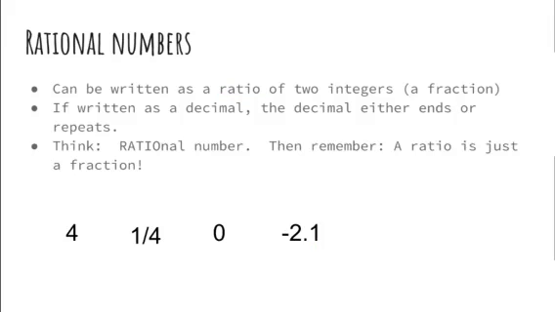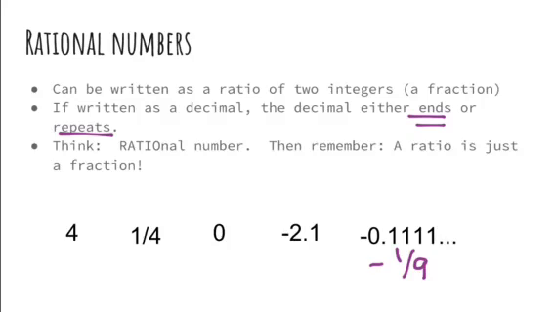Let's see, our next number here is a repeating decimal. And remember, that's okay, because the decimal either ends or repeats, and it's kind of a complicated way to figure this out, but this happens to be equal to -1/9. So that repeating decimal can be written as that fraction, which makes it rational. So if you just remember, if the number ends or it repeats, it's rational.